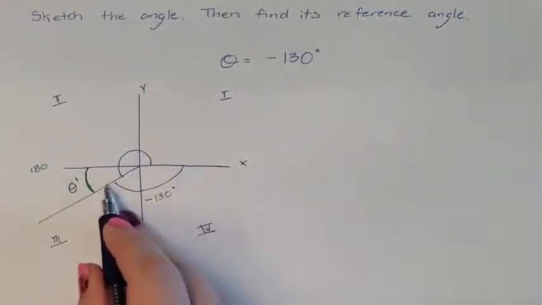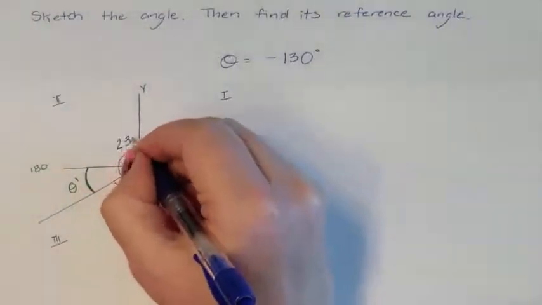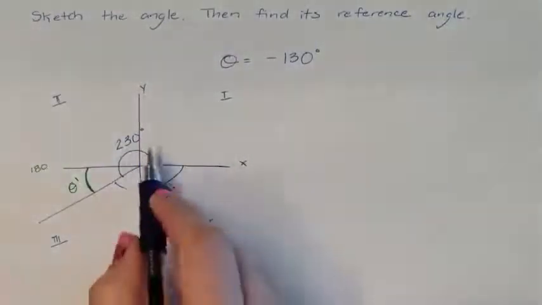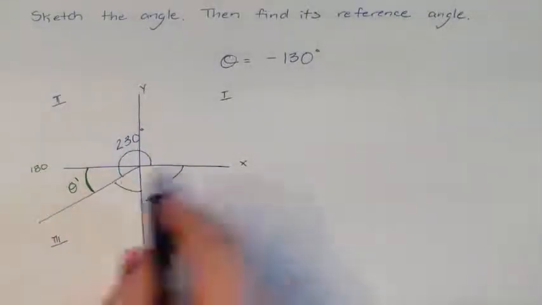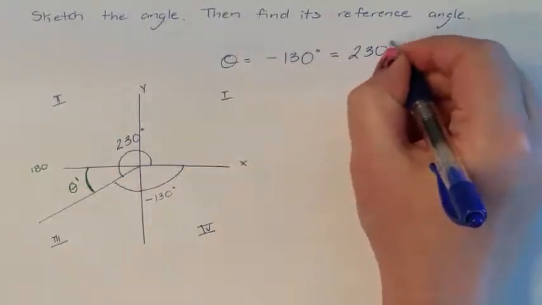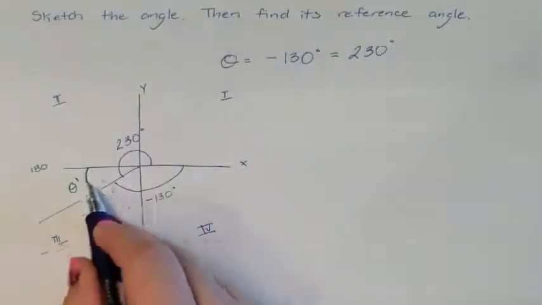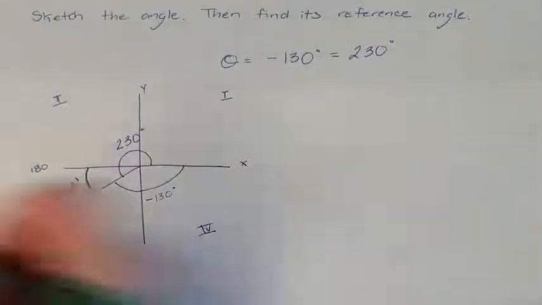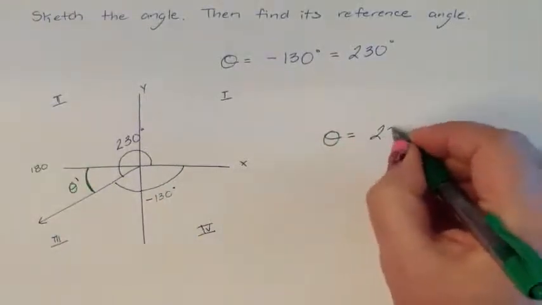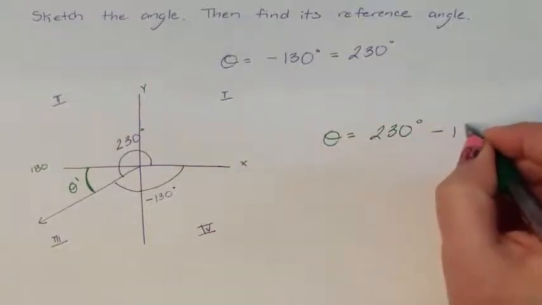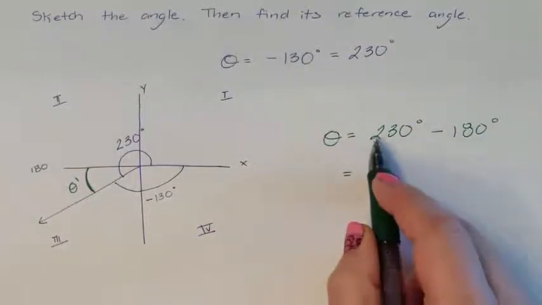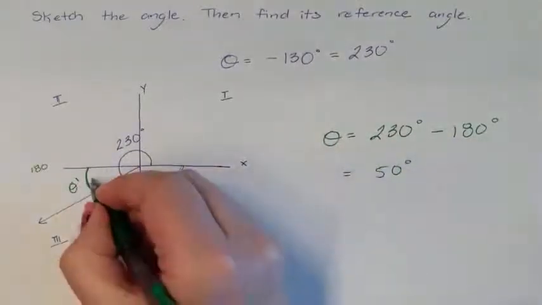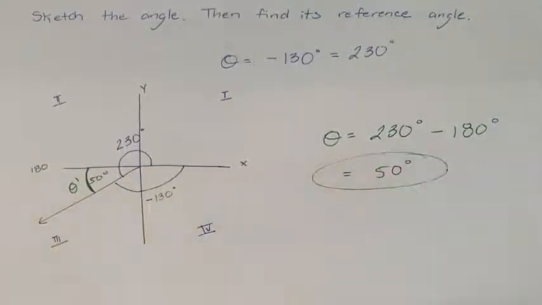Well, negative 130 is the same thing as positive 230, because total, they would have made a full circle of 360 degrees. So this was a full 230 degrees, because this is the same thing as 230 degrees. What's the distance between the 230 degree line and the 180 degree line? So 230 degrees minus 180 degrees gives me 50 degrees. So this theta prime right here is 50 degrees. This is my reference angle.